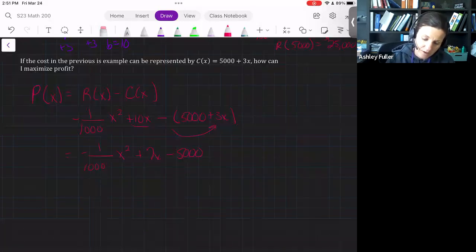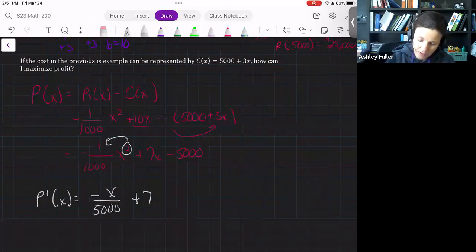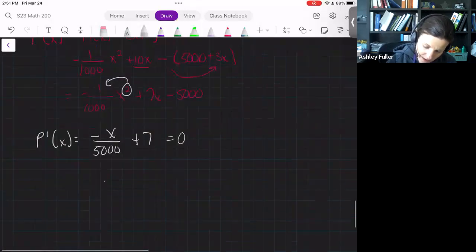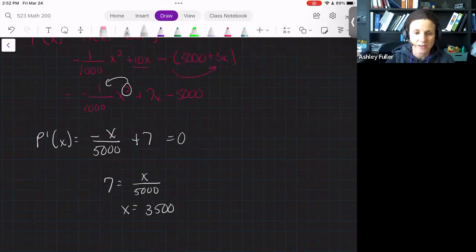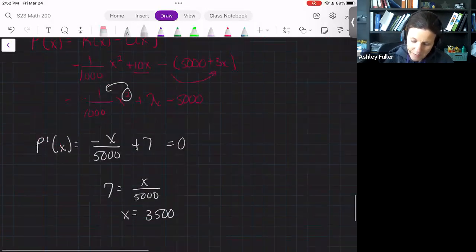And then again, if I am looking to maximize profit, I'm going to take the first derivative of that. I'm going to bring this exponent out front, which gives me negative x over 5,000 plus 7. I wish to find where that is equal to 0, giving me 7 equals x over 5,000, or x equals 3,500 calculators. Notice that I needed to sell 5,000 to maximize revenue, but my maximum profit comes when I sell 3,500.